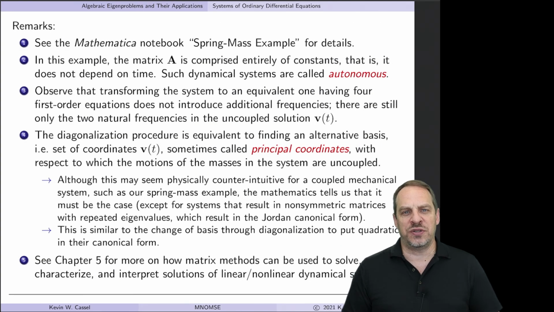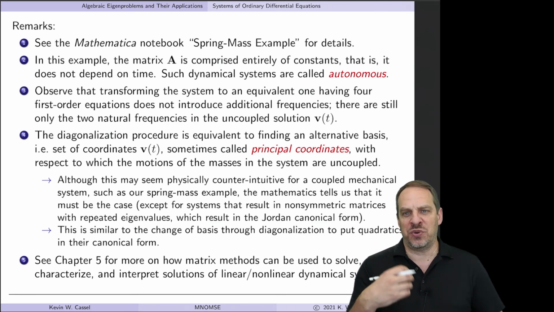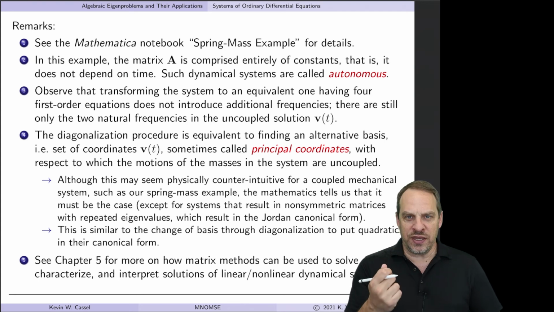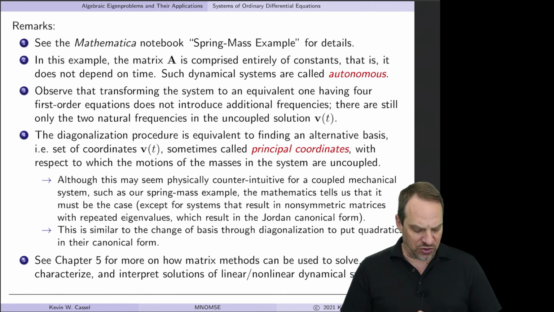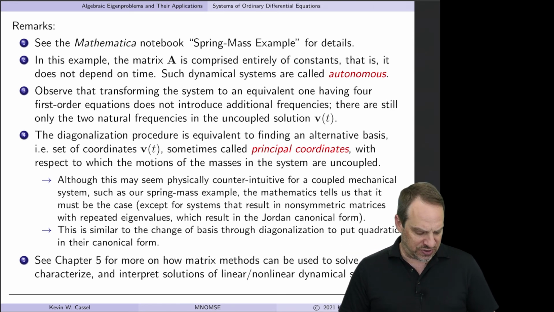All right, so let's make some comments about what we've just seen. First of all, the system that we just looked at is called an autonomous system. Now, of course, this terminology is used in a number of different ways today with autonomous vehicles and autonomous driving. And what it means in a mathematical dynamical systems context is there's no external forcing on the system. So there's no F, essentially. And the coefficient matrix only consists of constants. There's no functions of time in our coefficient matrix. So that's called an autonomous system.